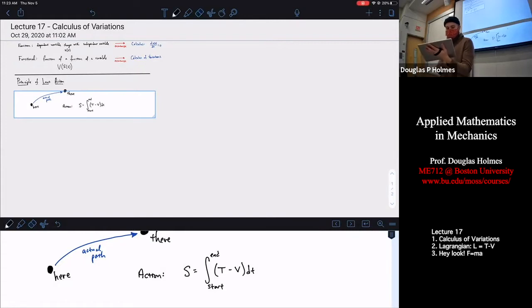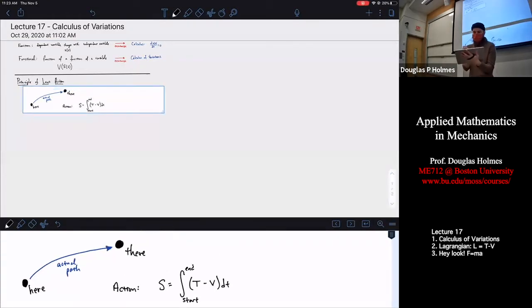The idea is kind of simple. The idea is to say, well, I just drew an arbitrary blue path there. Let me copy that.